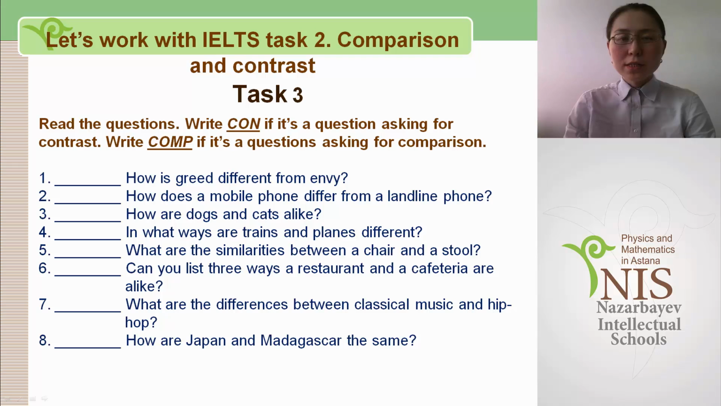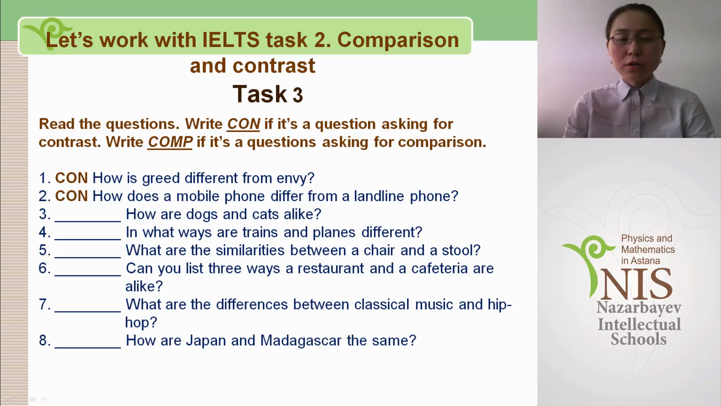Okay, now let's see our answers. The first is contrasting. How is greed different from envy? And what is the main key phrase here to help us? Different from. Very good. The second one is also contrasting. How does a mobile phone differ from a landline phone? Differ from. This is the key word to help us.